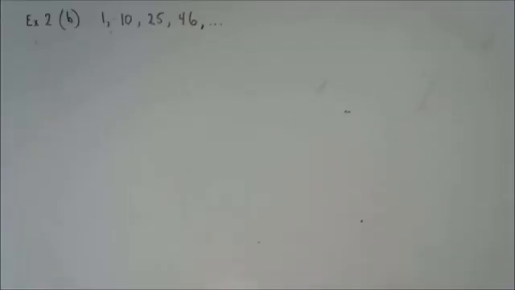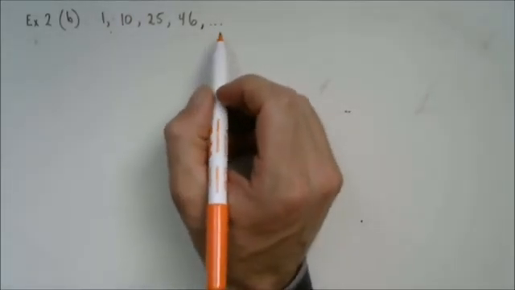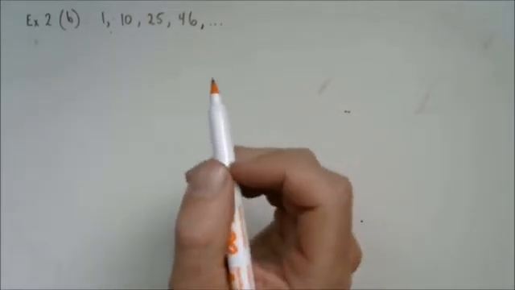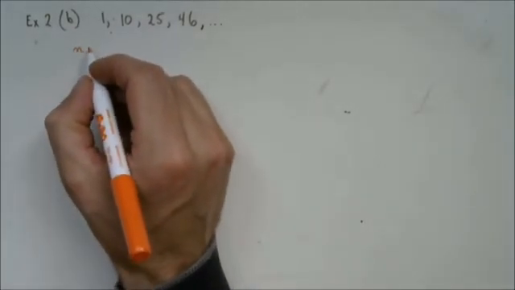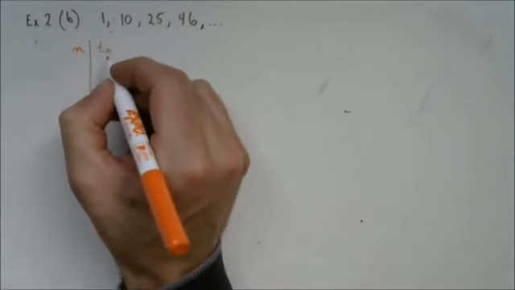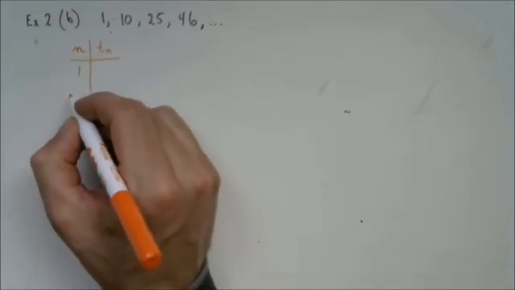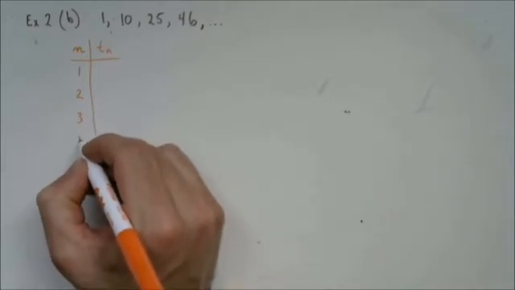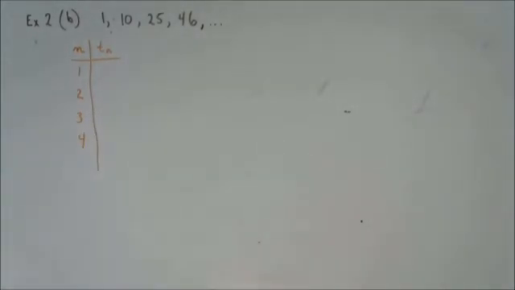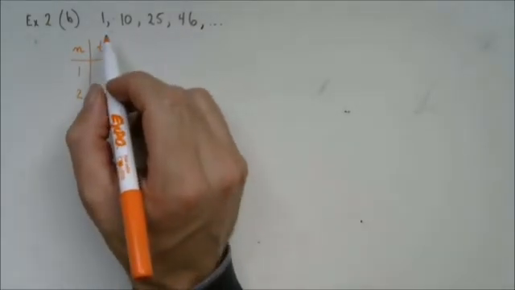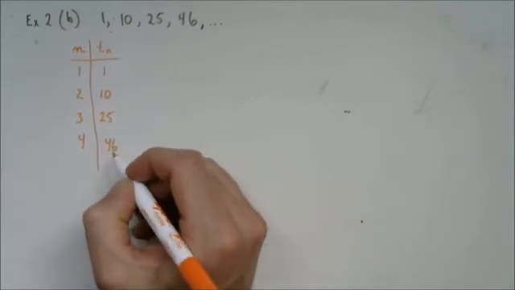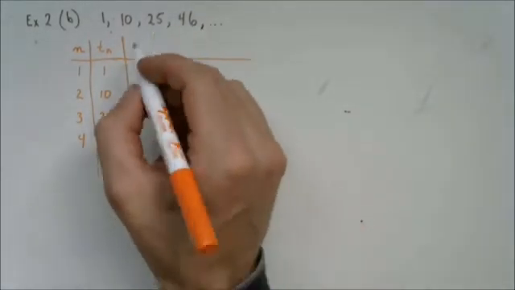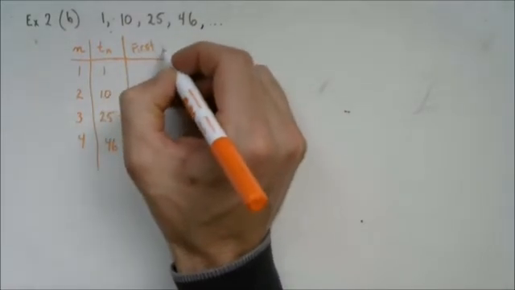All right, in example B, we're given a sequence with an indefinite length, goes forever. And we're going to figure out an explicit formula for this guy. So we're going to do it the same way. We're going to start with a table of values relating our domain n, which is the set of natural numbers, just the term numbers, to the actual values in the sequence: 1, 10, 25, 46. And we're going to go ahead and find the first differences.